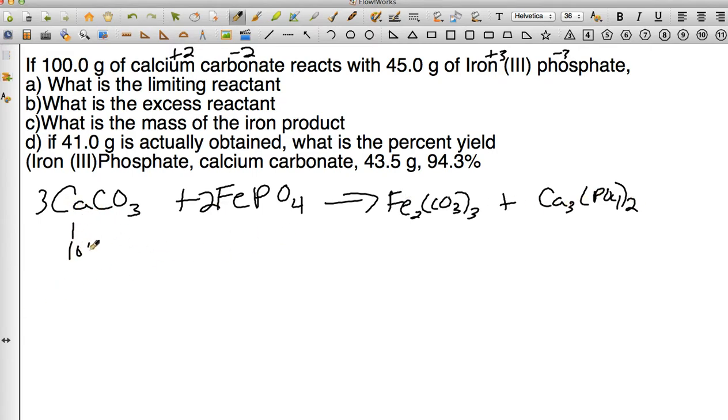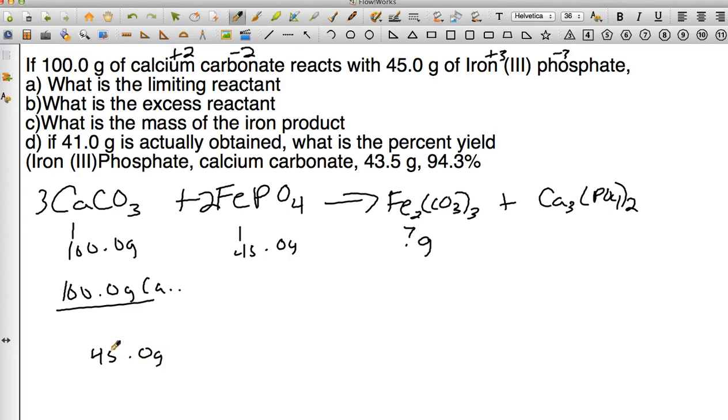So if we have 100 grams of calcium carbonate and we have 45 grams of this, we're going to take both of them over to one of the products. Question C says, what is the mass of the iron product? So we're going to take them both to grams here. So I'm going to go 100 grams of CaCO3, and I'm just going to go like that because I'll run out of room. And I have 45 grams of the FePO4.